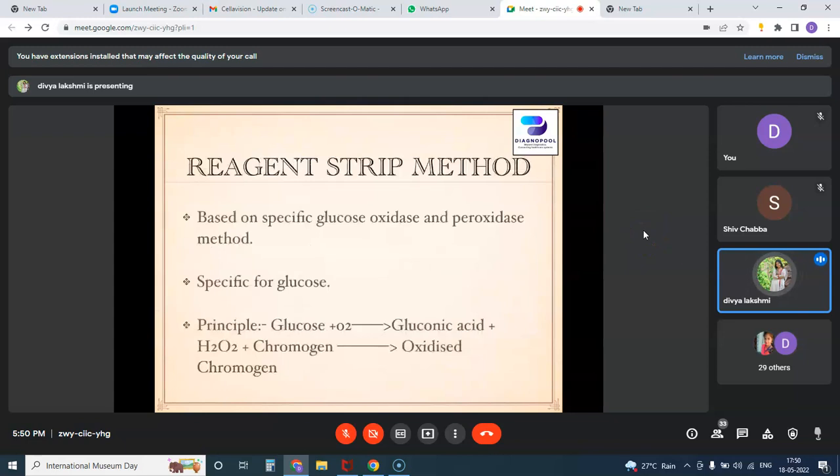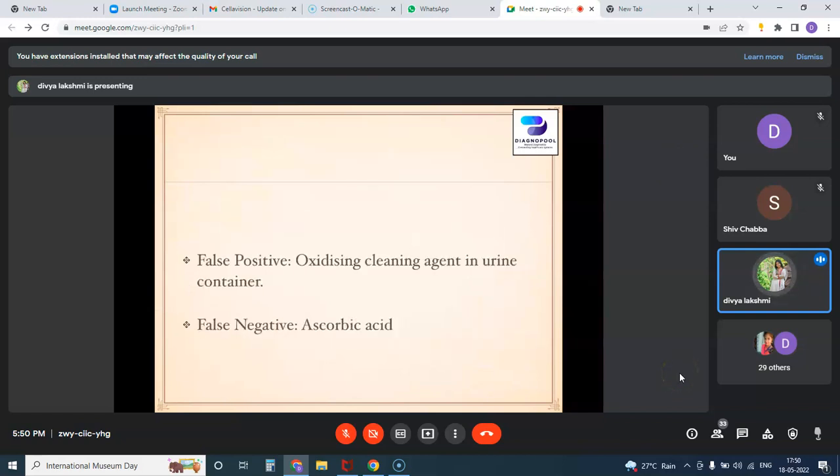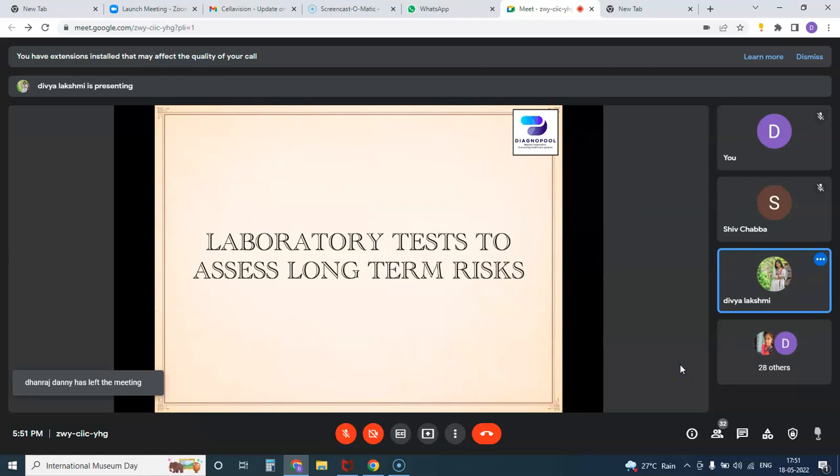And we commonly use the reagent strip. Even the strip works on the principle of the glucose oxidase and peroxidase method. So depending upon the color change, grading is given, and depending upon the grading, we can estimate how much sugar is present in the urine. And one thing we all have to remember is that false positive reports can also come whenever some oxidizing agent is in the urine container. So if the symptoms are not matching, kindly repeat with a fresh urine sample.